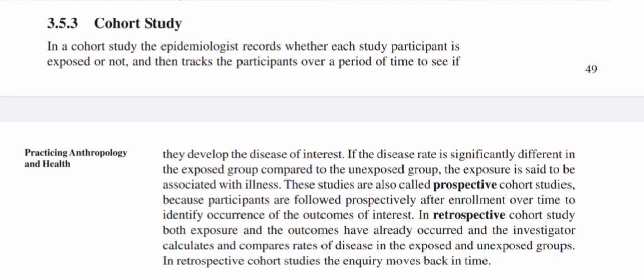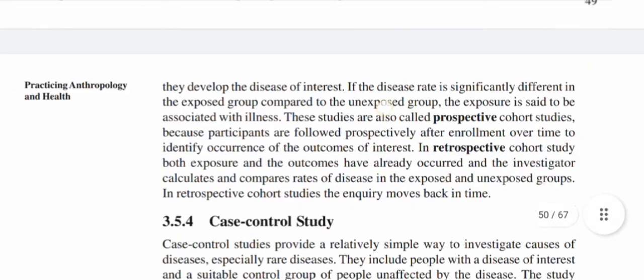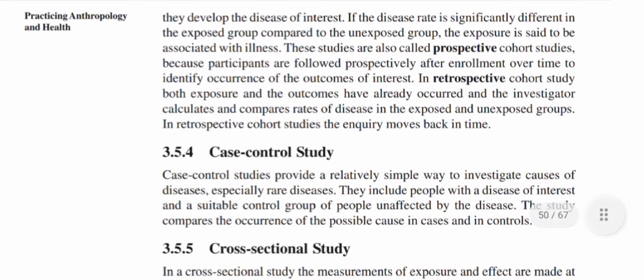of interest. In a retrospective cohort study, both exposure and the outcomes have already occurred, and the investigator calculates and compares rates of disease in the exposed and unexposed groups. In retrospective cohort studies, the inquiry moves back in time.